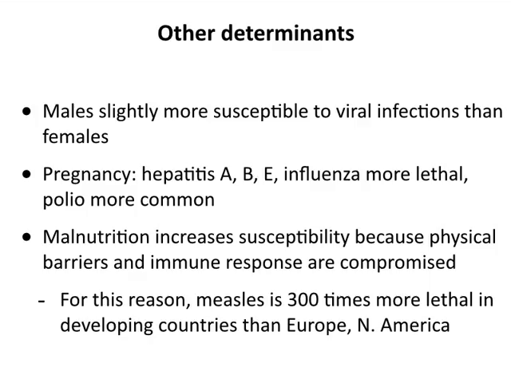Males are slightly more susceptible to virus infections, but pregnancy is also predisposition to more serious disease, especially with these viruses. Malnutrition certainly increases susceptibility because it has a direct effect on the immune response. And for this reason, in parts of the world where nutrition is very poor, measles is 300 times more lethal than it is, say, in the US. So malnutrition is affecting immune barriers and immune function.